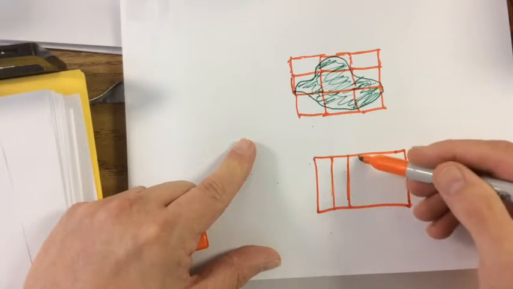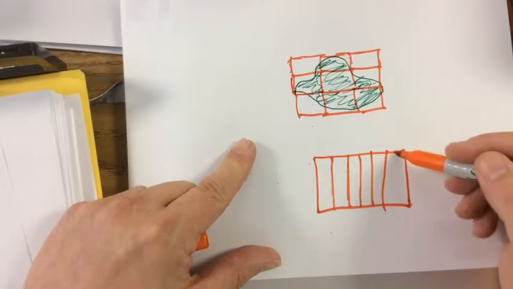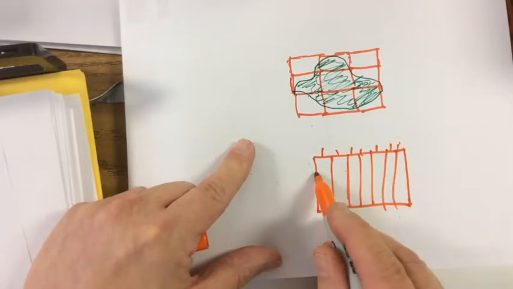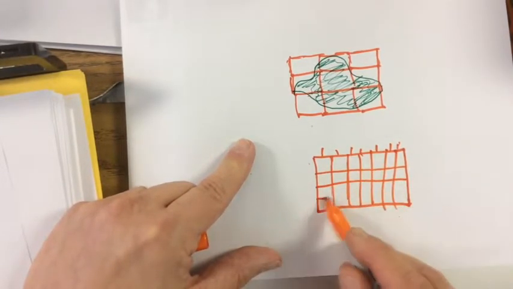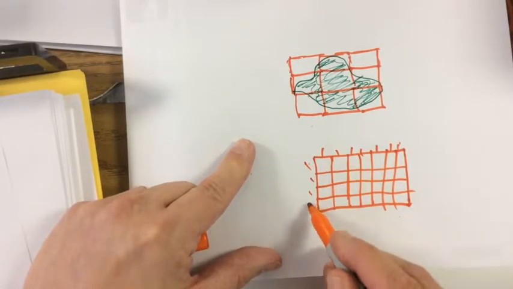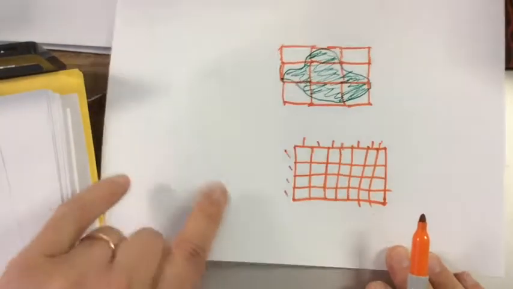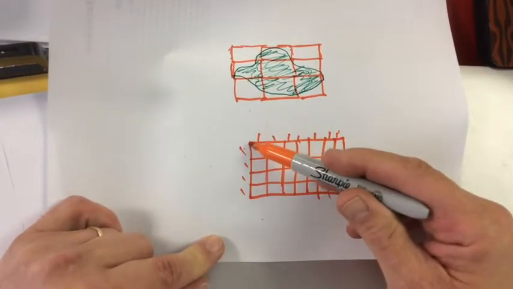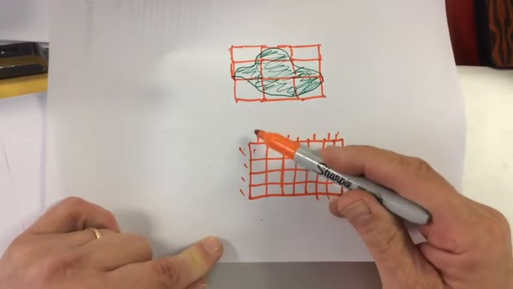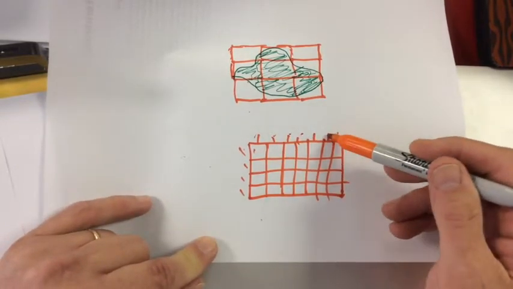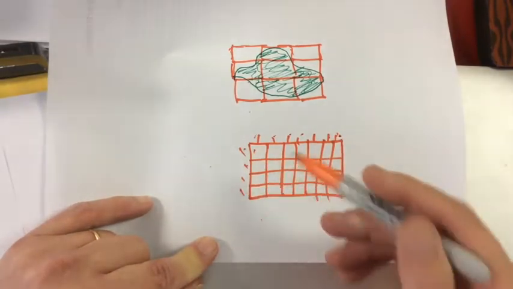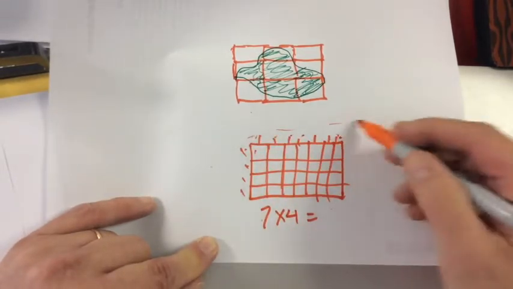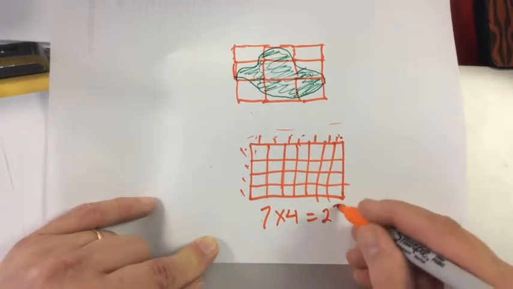If I break this into units, so this is 1, 1, 1, 1, 1, 1, 1, and then I break this into units this way, 1, 1, 1, 1. If I want to know how many squares I have, the definition of multiplication is how many squares are in here. This is 1, 2, 3, 4, 5, 6, 7 across and 4 down. So 7 times 4 is equal to however many squares are in here. And the answer to that would be 28.